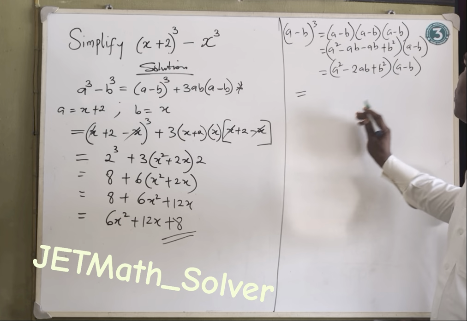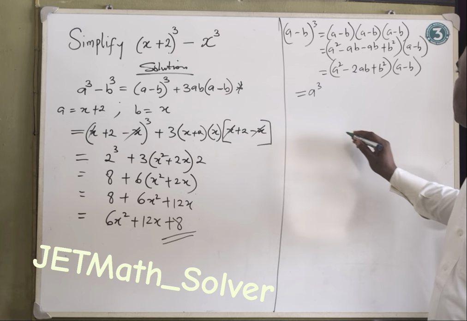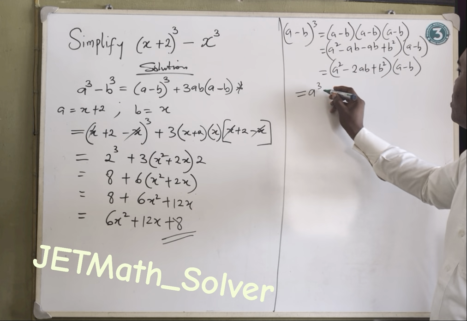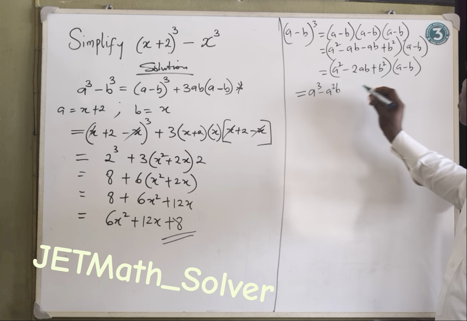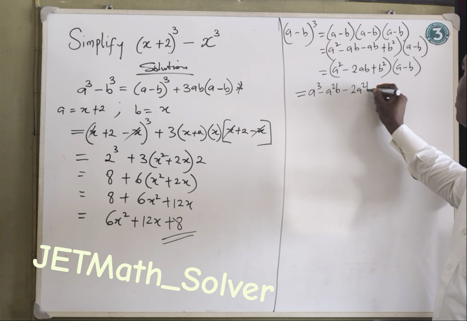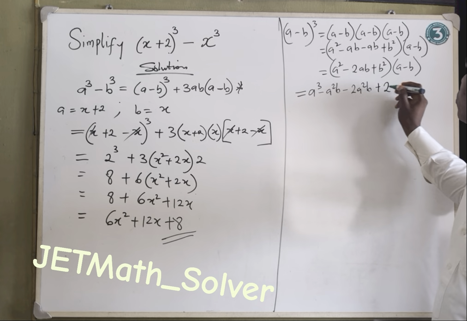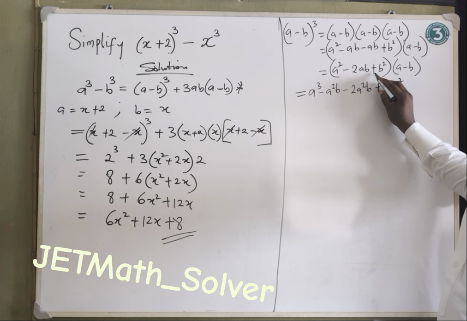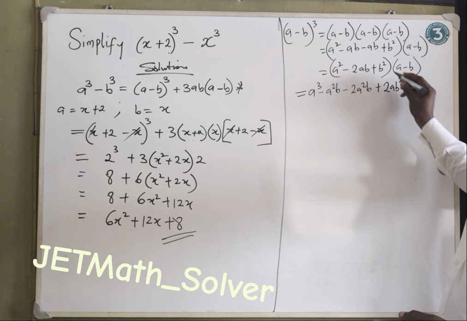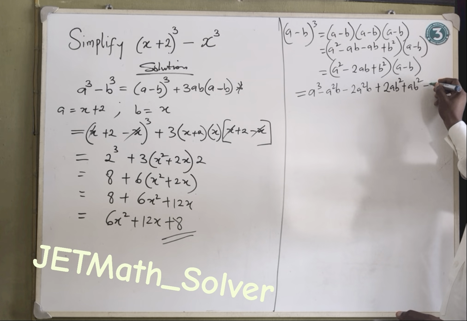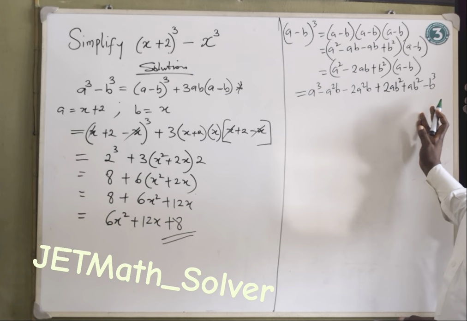Now, let me expand this out. A squared multiplied by a will give me a³. A squared multiplied by minus b will give me minus a²b. Minus 2ab multiplied by a will give me minus 2a²b. Minus 2ab multiplied by minus b will give me plus 2ab². Then plus b squared multiplied by a will give me plus ab². Then plus b² times minus b will give me minus b³. Don't forget, we still have (a − b)³ equals all this.